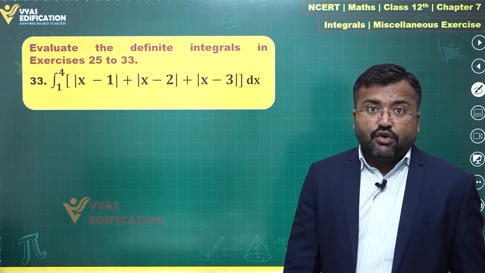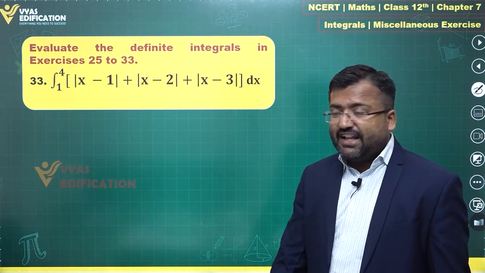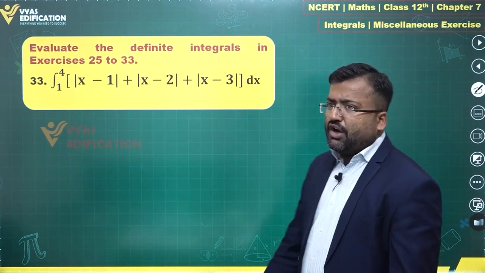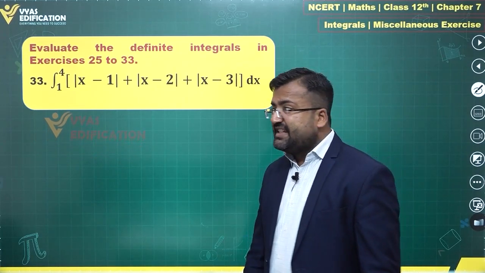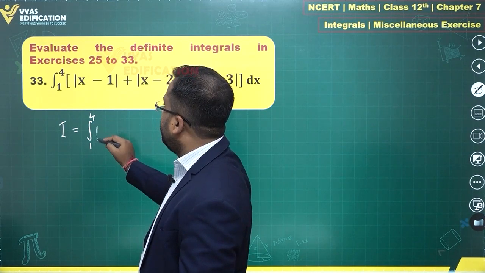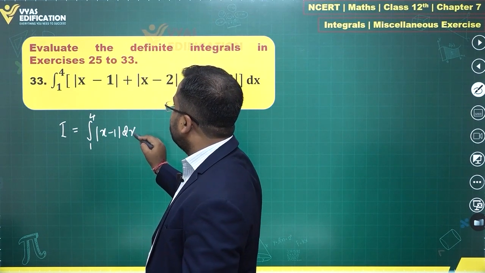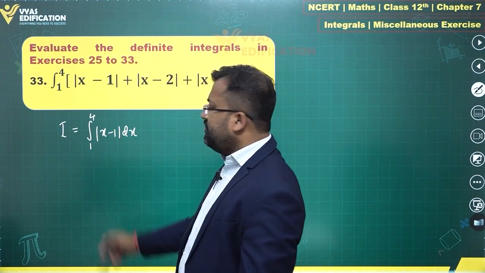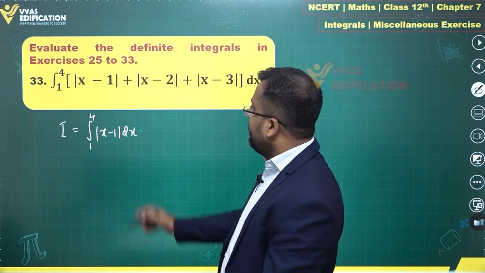But here, since we want to integrate using basic ideas of definite integration, we'll have to break this modulus around the critical points, break these integrals around the critical points. Yes, this is integral 1 to 4 modulus of x minus 1 dx. For this, the critical point is 1. This will be the only term that will be obtained from here.